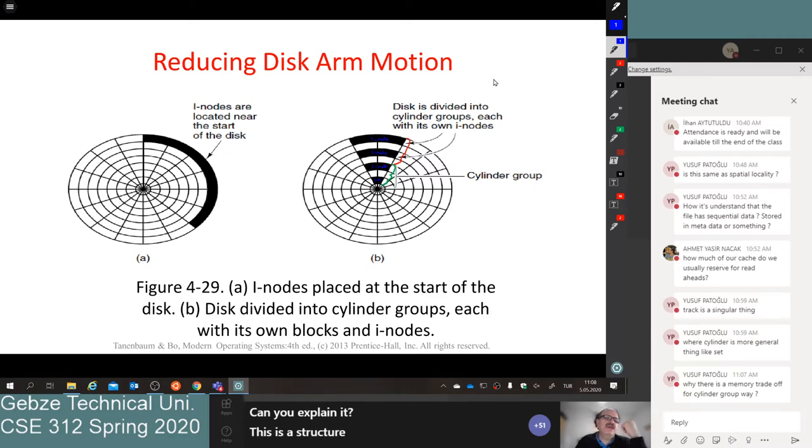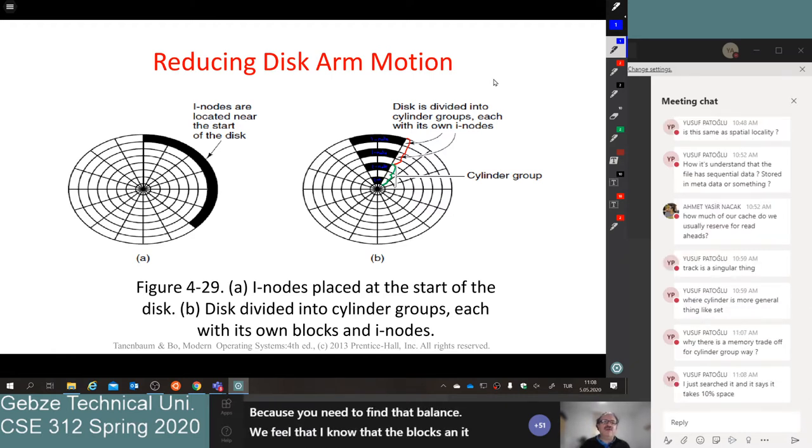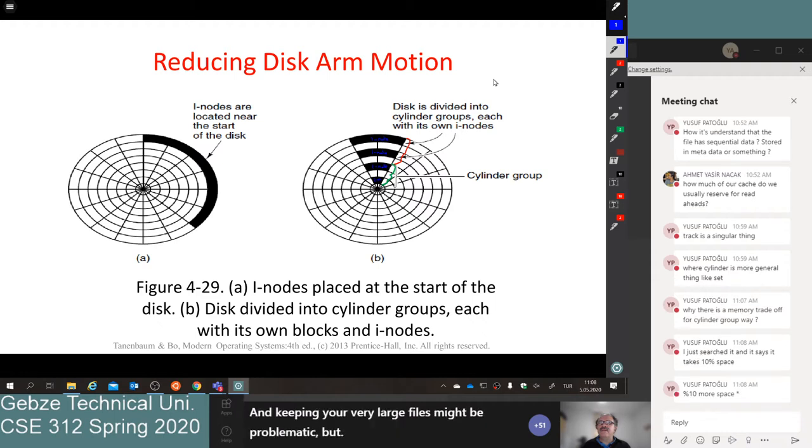This is a structure purely done on your hard drive. This has nothing to do with your memory. Of course, this makes your file system more complicated because you need to find the balance between inodes and the blocks. And it looks like you have many disks, and keeping your very large files might be problematic, but okay, you make a search, and while you are listening to me and reading it from the net, that's a good idea. You just search and it says that it takes 10% of the space. Oh, that's not your memory, right? That's the hard disk space. It's not your physical memory.